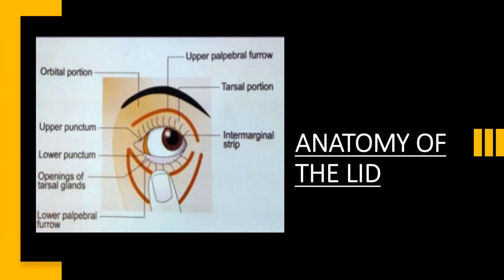Just before we start with examination, I'll tell you briefly about the anatomy. Eyelids are protective structures for the eyeball. There's the upper eyelid, which extends from the eyebrow to the upper eyelid margin. And there's the lower eyelid, which extends from the lower eyelid margin and merges with the cheeks. There are these lid creases, which are very, very important. The upper eyelid crease divides the upper eyelid into the orbital portion and the tarsal portion. And there is a lower eyelid crease also.